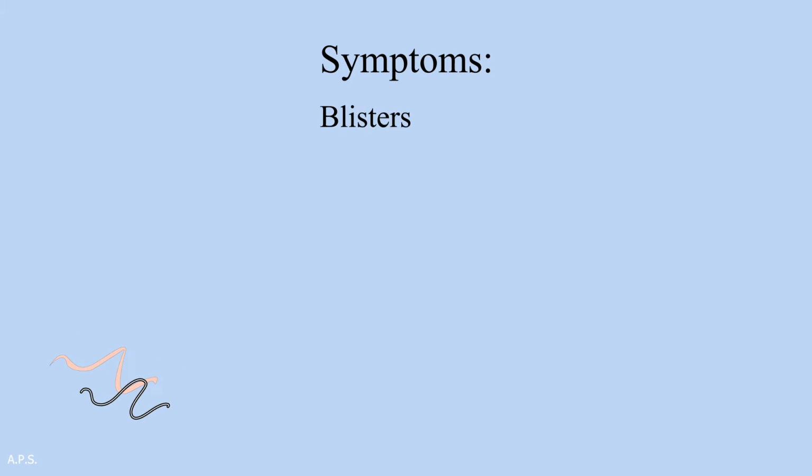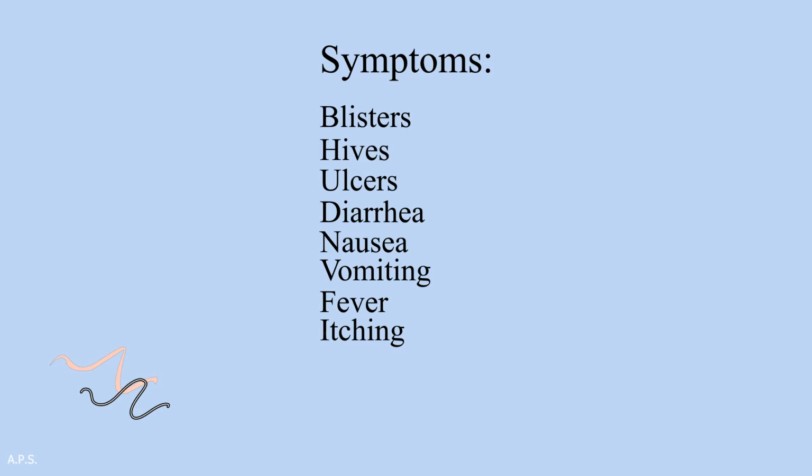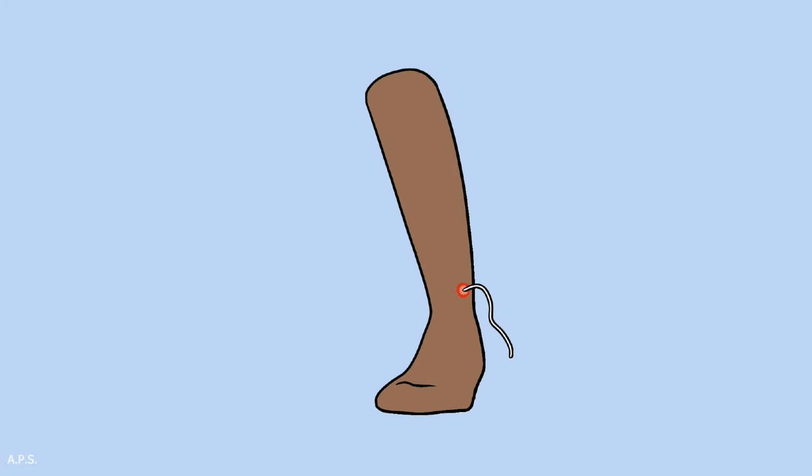Guinea worm disease causes a variety of symptoms, such as blisters, hives, ulcers, diarrhea, nausea, vomiting, fever, itching, and oedema. While there is no specific treatment for the disease, nor a vaccine to prevent infection, the worm can be removed once developed. After the worm emerges, it can be pulled out a few centimeters per day by twisting the worm around a support such as gauze or a stick.